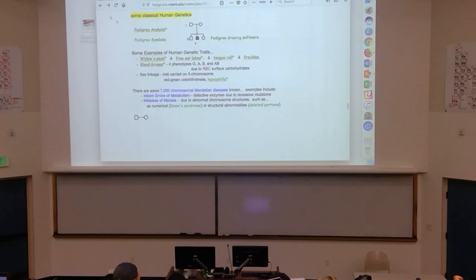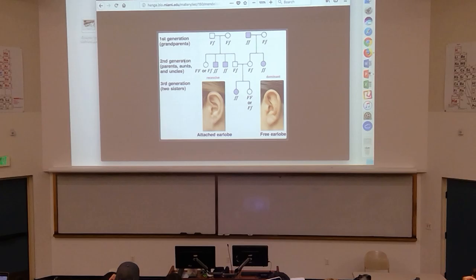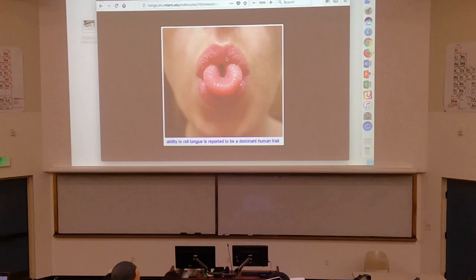Free earlobes are dominant. I have free earlobes. Earlobes can also be attached. There's no truth to the idea that if you have one recessive trait, you should have a lot of recessive traits. Can you roll your tongue? Dominant trait.